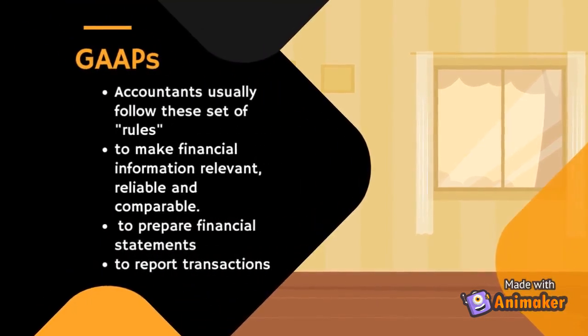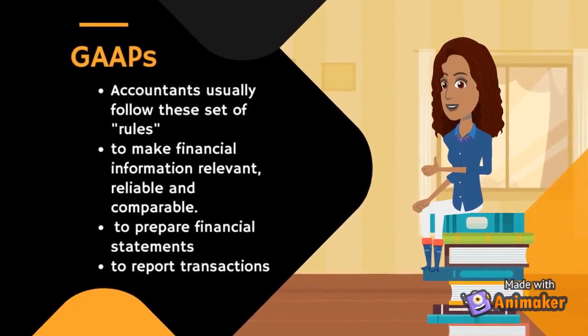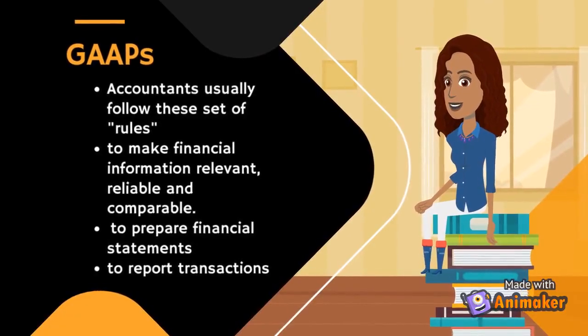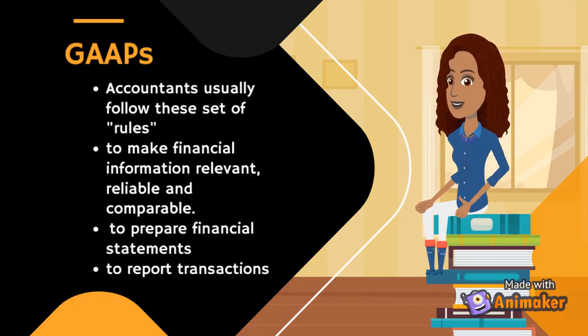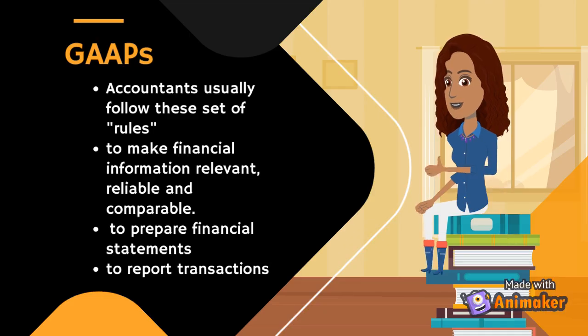Accounting information is based on key concepts, which are called the Generally Accepted Accounting Principles or GAAP. These rules are followed by accountants to ensure the financial information is relevant, reliable, and comparable. They are adhered to when preparing financial statements and when reporting transactions.